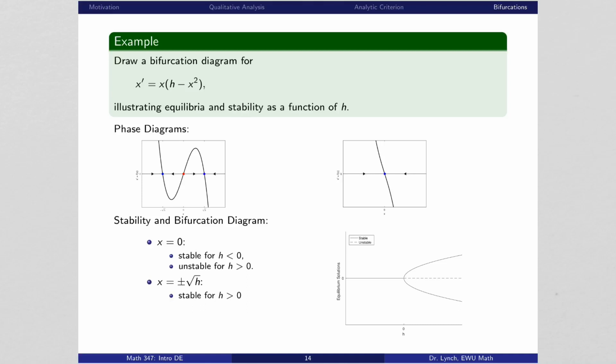And we typically add a solid line for stable equilibrium solutions. We can see that when h is negative, the only equilibrium solution is at 0, and that equilibrium solution is stable. And when h is a positive number, there are 3 solutions. The one at 0 is unstable, whereas the other 2 are stable at plus or minus the square root of h.